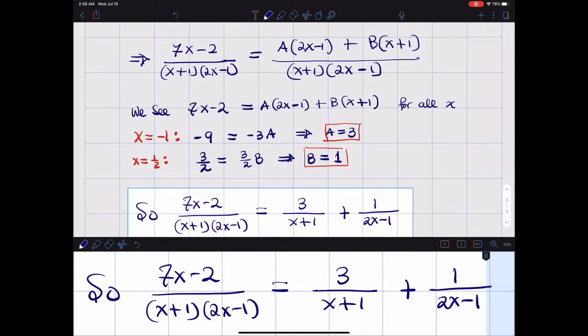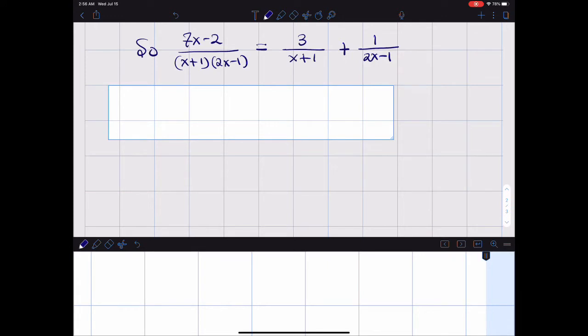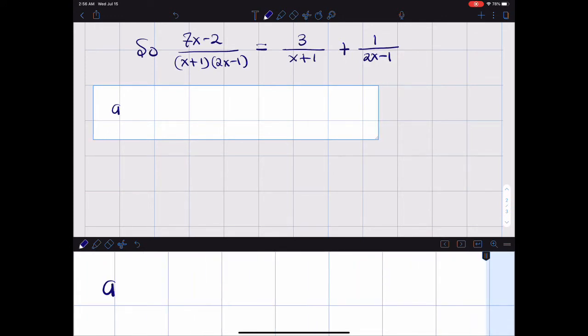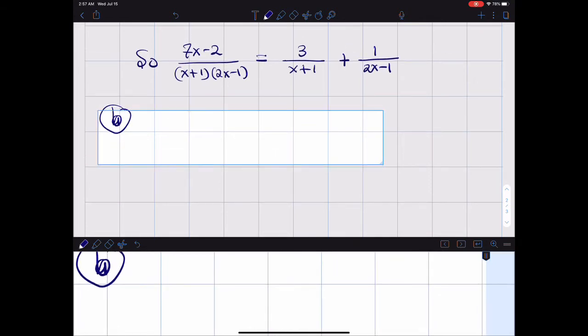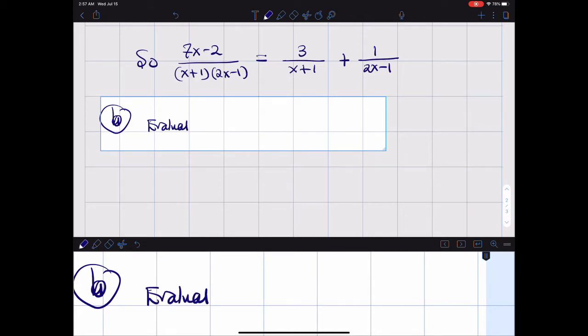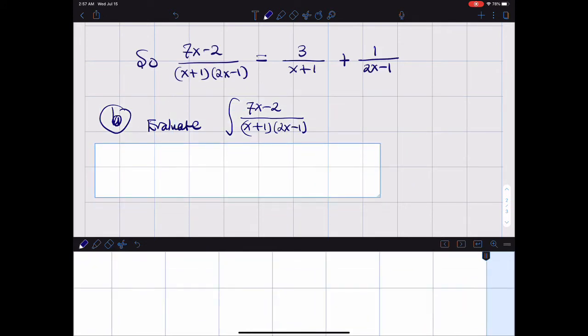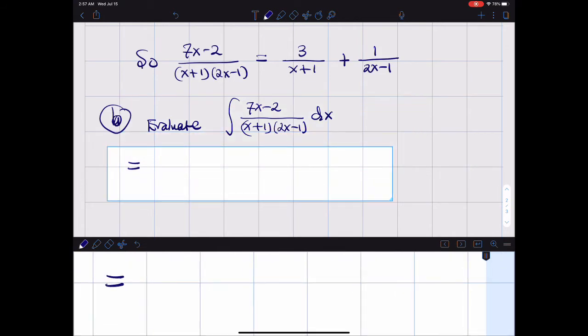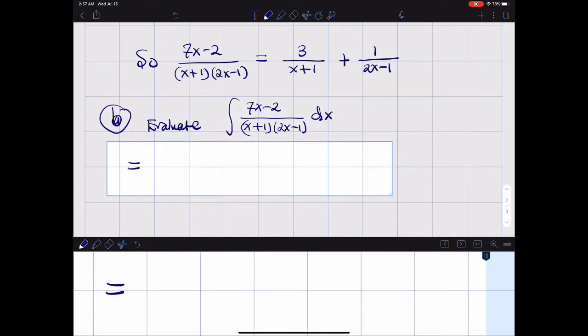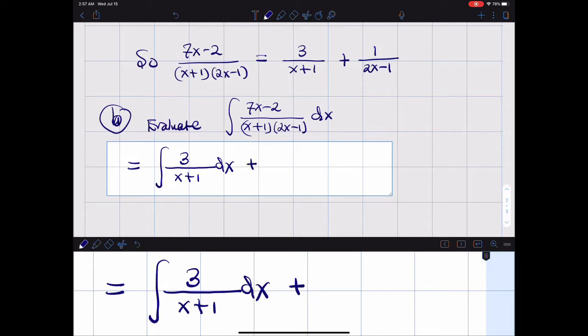Okay. Now, we've learned partial fractions. How does this help us with integration? The second natural question would be to evaluate the integral of (7x minus 2) over (x plus 1)(2x minus 1). Since we already have the partial fractions, we can go ahead and split the integral into its component partial fractions. So we have the integral of 3 over x plus 1 dx plus the integral of 1 over 2x minus 1 dx.